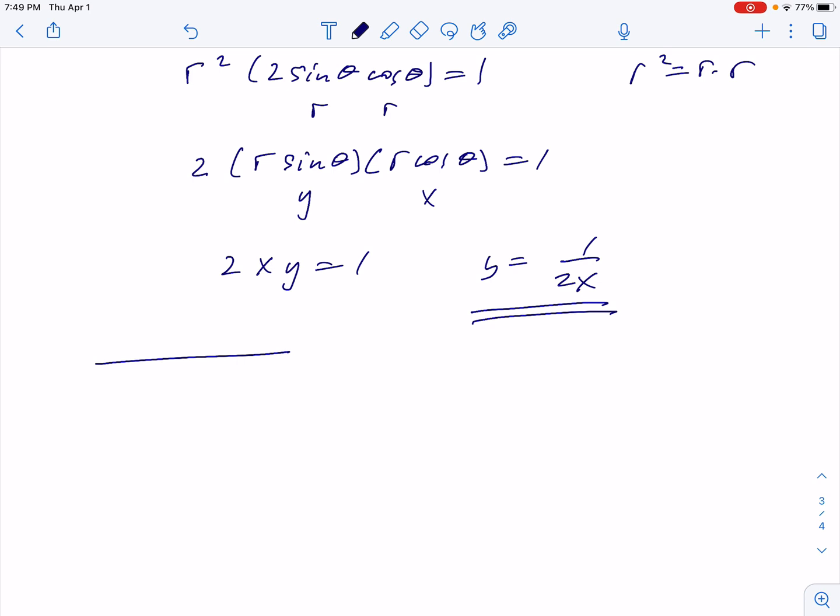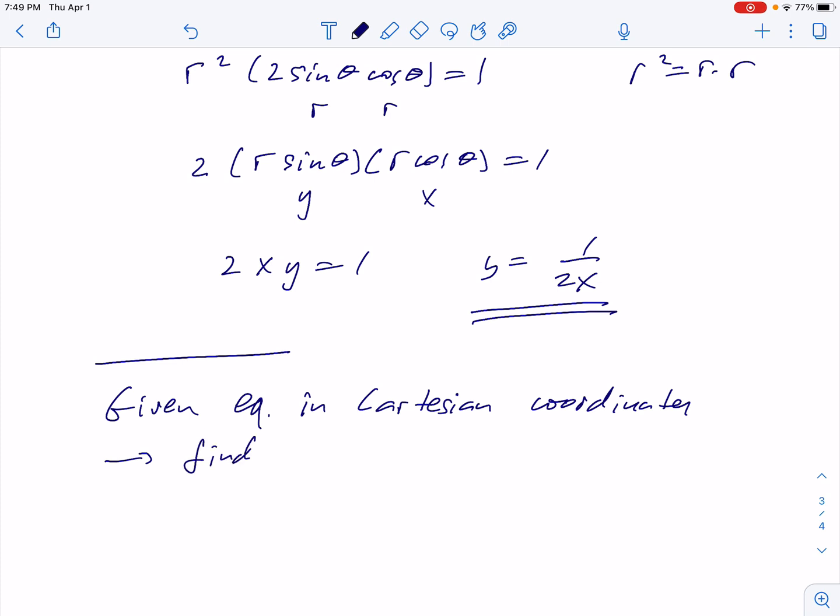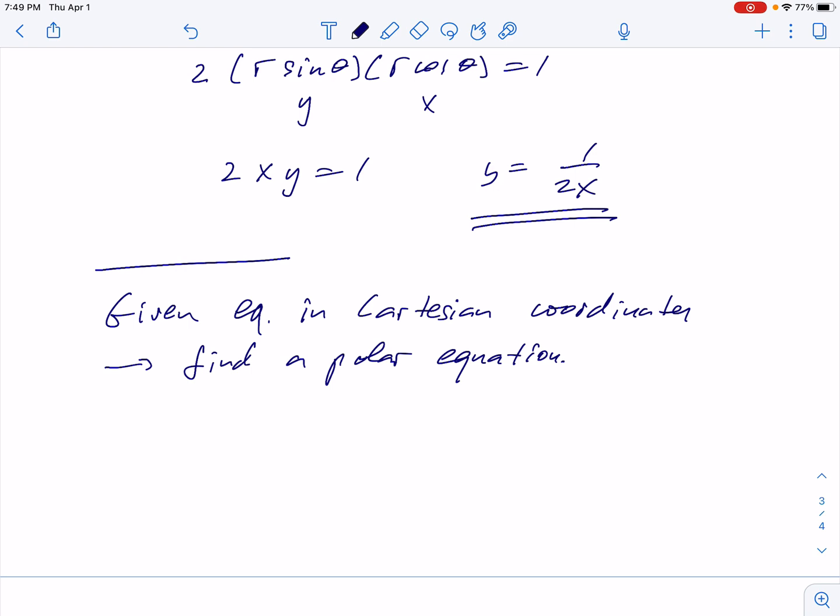Now, another type of problem. Given an equation in Cartesian coordinates, write the polar equation corresponding to it. Find a polar equation. Polar equation means equation in polar coordinates.